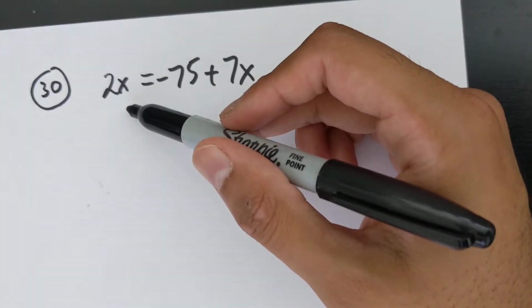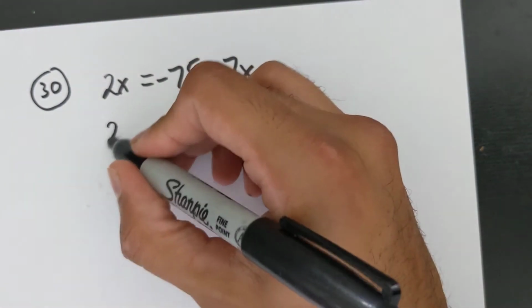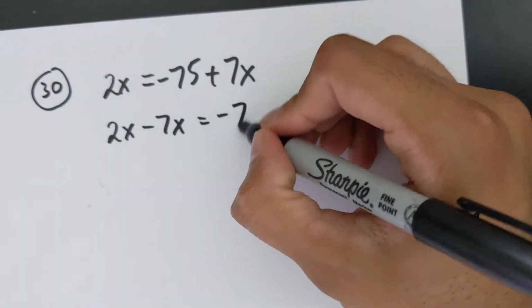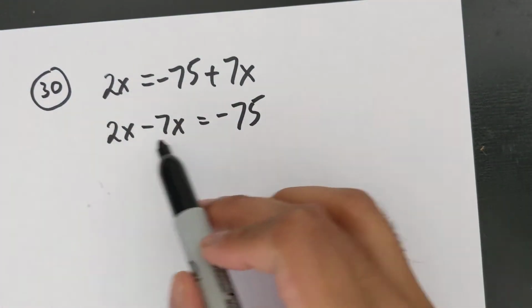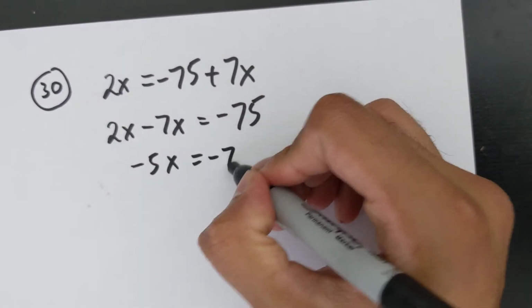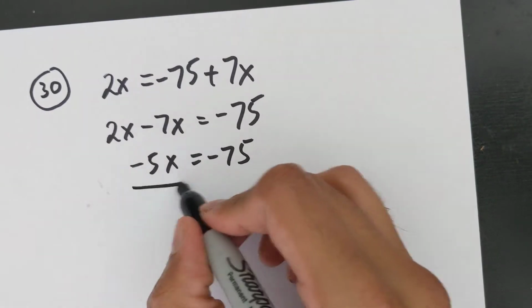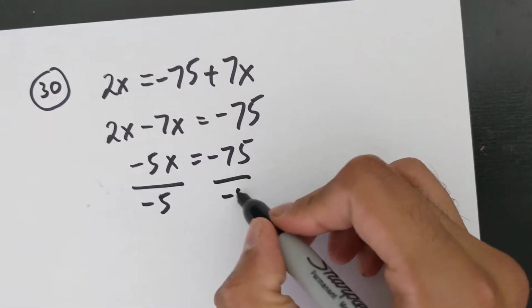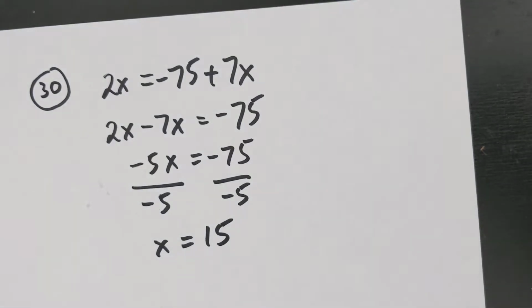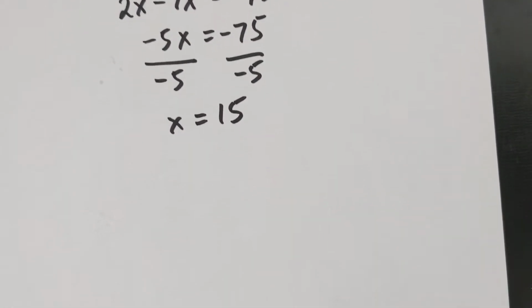When you move from one side to the other, you do the opposite of that. So I'm going to have 2x minus 7x equals negative 75. Then I can combine these two like terms. So negative 5x equals negative 75. And I can divide both sides by negative 5. I get x equals 15. I've solved the equation, found the value of x.